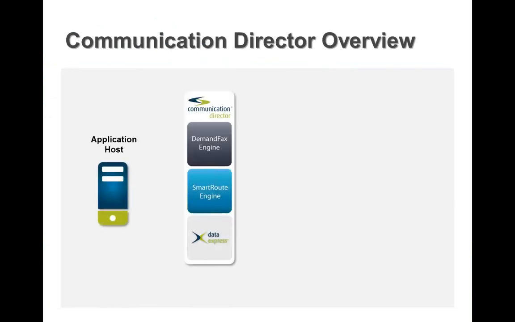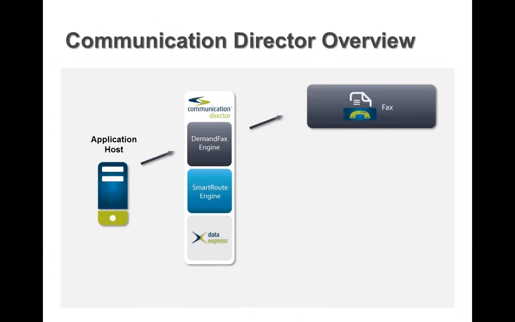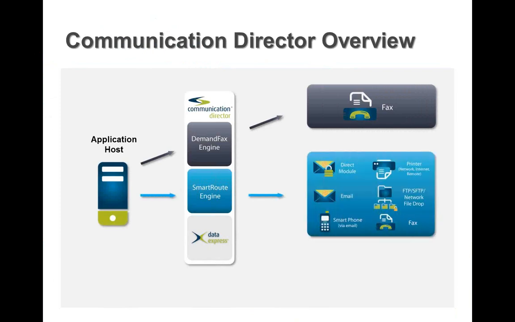So to set the stage for how we've enhanced the platform, here's a simplified graphic of it and its capabilities. Some of you have probably seen some versions of this in the past. Although Communication Director manages inbound and outbound faxes, it can also automatically route reports in a large variety of ways beyond fax: network file drop, printer, FTP, SFTP, email. We can even do emails following the direct messaging protocol.